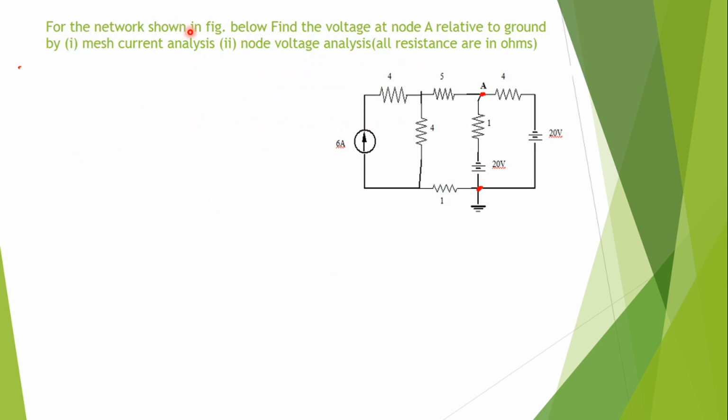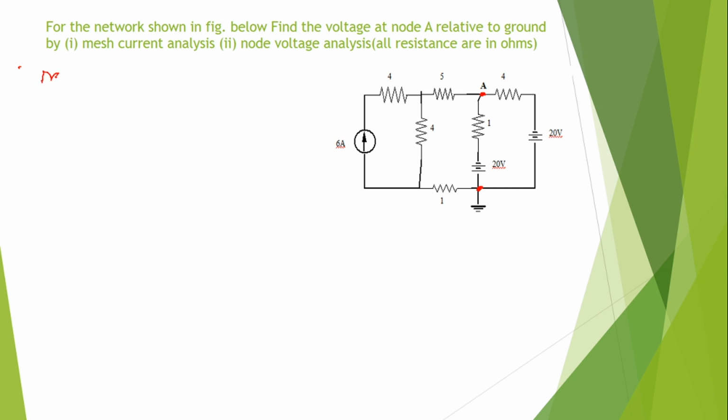For the network shown in the figure below, find the voltage at node A relative to ground by mesh current analysis as well as by using node voltage analysis. In this, all resistances are given in ohms. Mainly, in the question it is asked to find the voltage at node A with respect to reference ground. Now we need to solve this using two different methods, mesh current analysis and node voltage analysis.